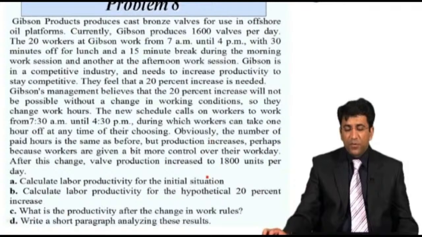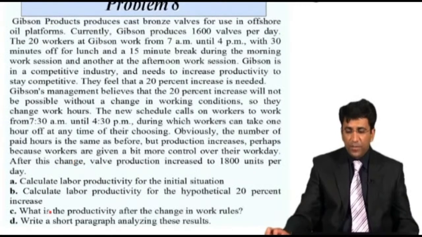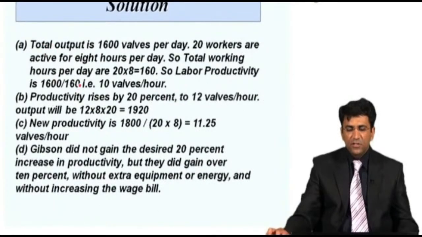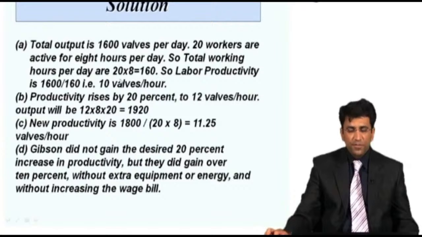So first we'll have to calculate the labor productivity for the initial situation, that is the output over input. Before these rules, the output was 1600, divided by the input. 20 workers worked for 8 hours, so 8 multiplied by 20 is equal to 160. So 1600 over 160 is equal to 10 valves per hour. This is our old productivity before the application of the management rules.